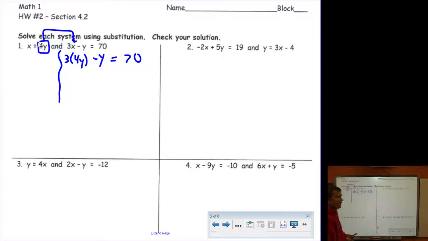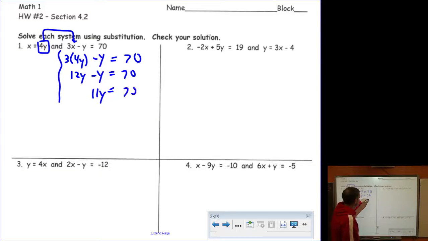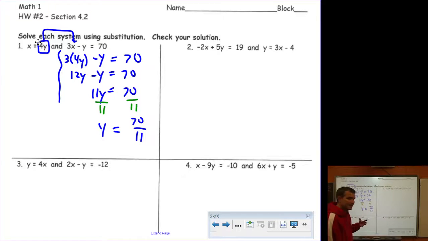And now I can solve for y. 3 times 4y would be 12y. And 12y minus y would be 11y equals 70. And I would finish that off by dividing both sides by 11. And I would get y equals 70 elevenths, which I might make a mixed number at the end. I think I did that on the answer key.